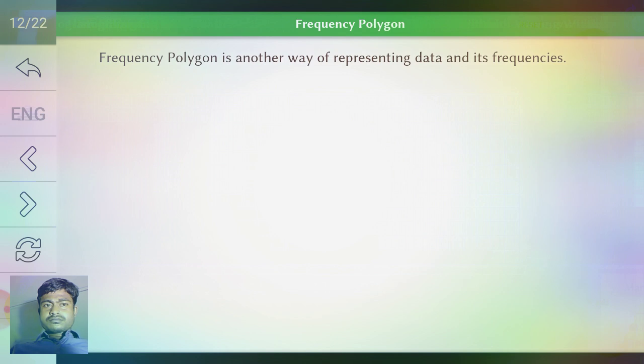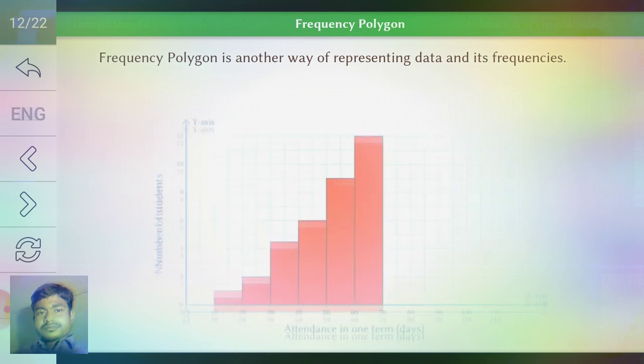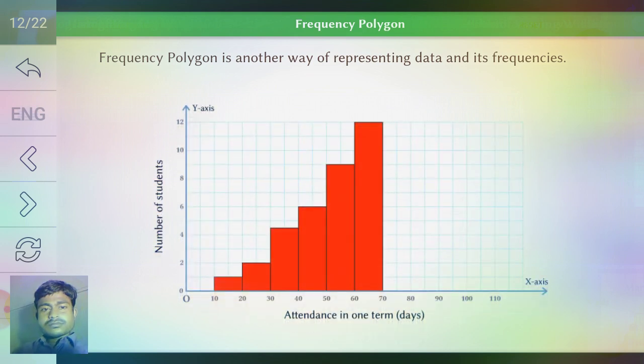A frequency polygon is another way of representing data and its frequencies. To make a frequency polygon, the midpoints of the tops of adjacent rectangular bars of a histogram are joined.